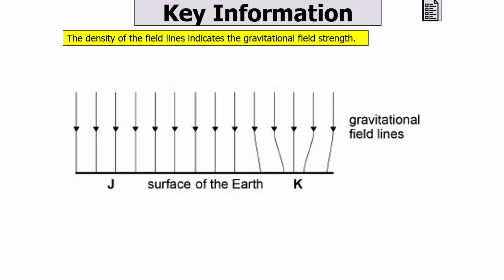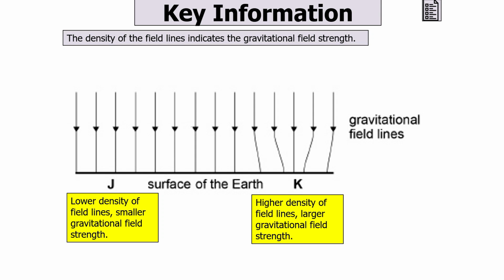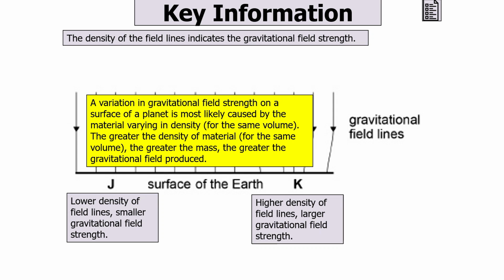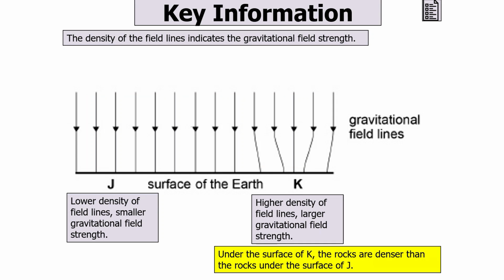Now the density of the field lines indicates the gravitational field strength. The lower the density of the field lines, the smaller the gravitational field strength. The higher the density of the field lines, the larger the gravitational field strength. So a variation in the gravitational field strength on a surface of a planet is most likely caused by the material varying in density for the same volume. The greater the density of material for the same volume, the greater the mass, the greater the gravitational field produced. So in this instance, under the surface of K, the rocks are denser than under the surface of J.